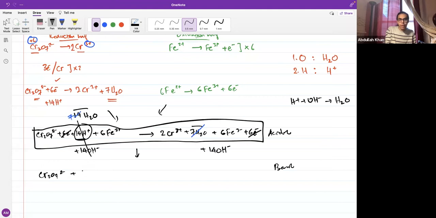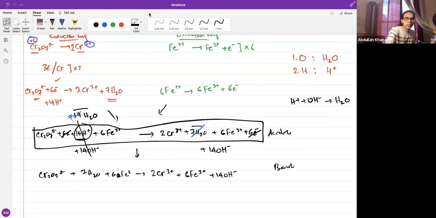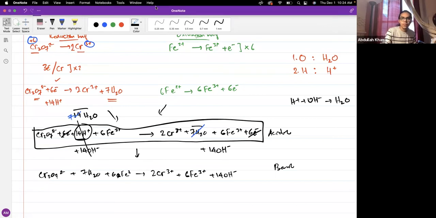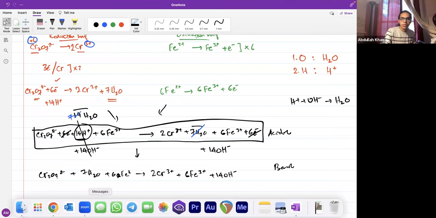And so the final version in the basic medium is going to be dichromate ion, Cr2O7 2 minus, plus 7 water molecules, plus 6 Fe2 plus, gives 2 Cr3 plus, plus 6 Fe3 plus, plus 14 OH minus. Any questions?